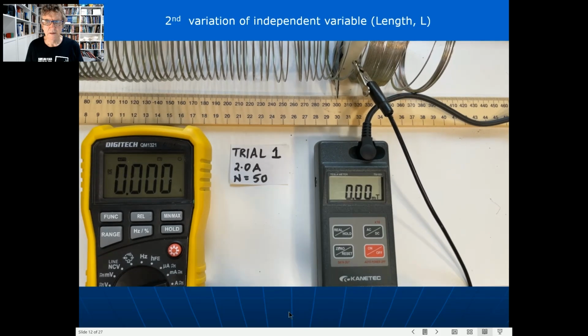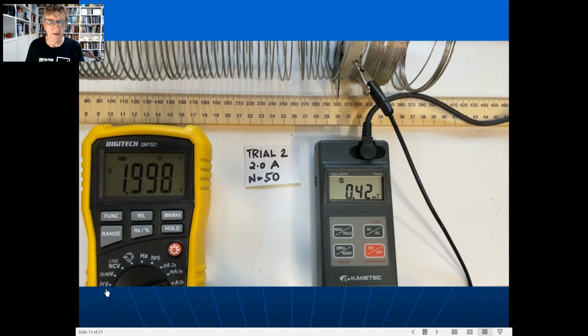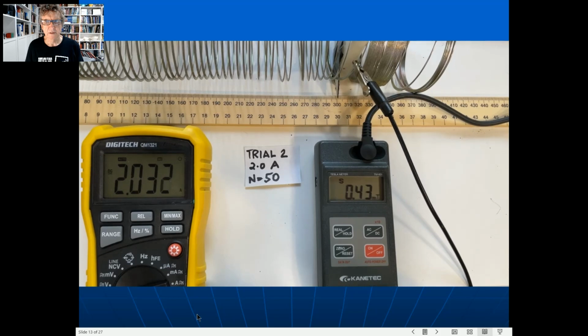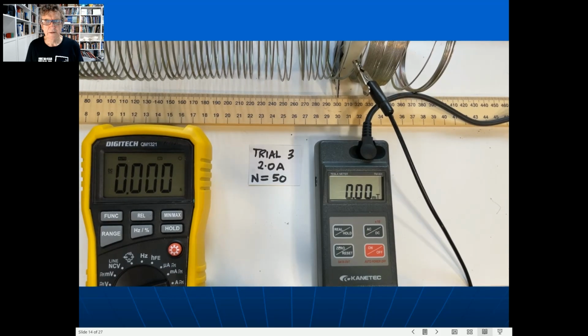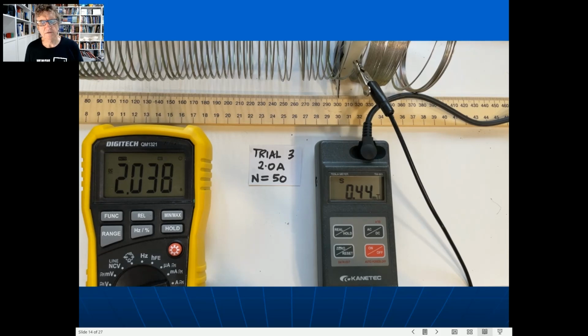Okay, now whoops, trial 2, here we go. You can see I'm keeping it to 2.0 amps, and trial 3, here we go. Okay, so you should have a total of 6 numbers written down, 6 millitesla values written down, 3 for the first variation and 3 for this variation. So let's move on to the third variation.